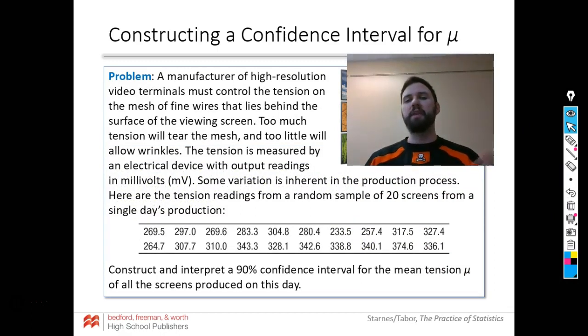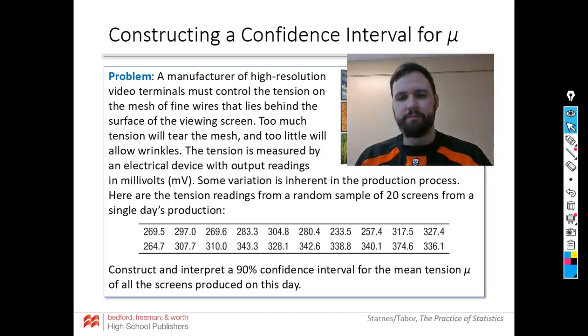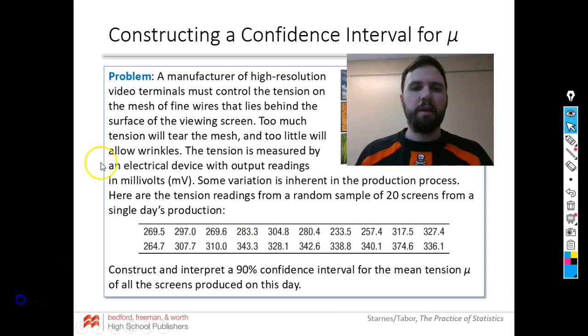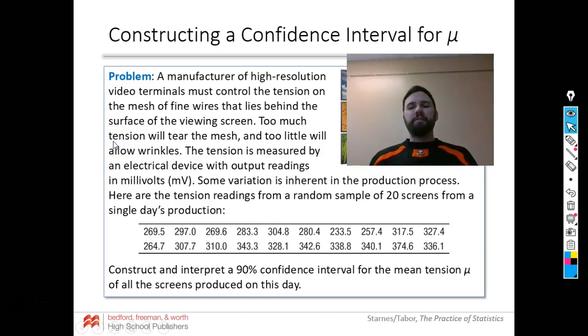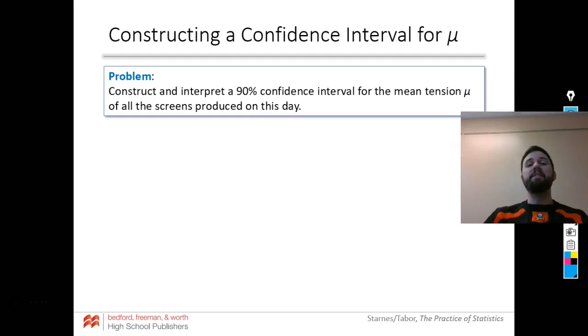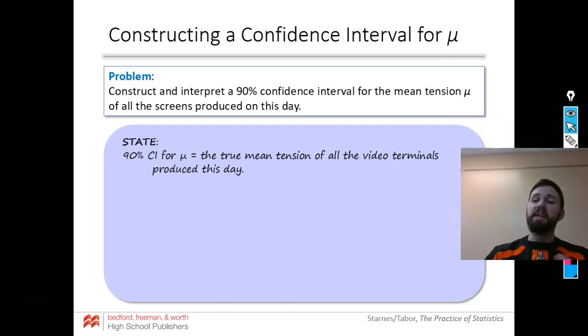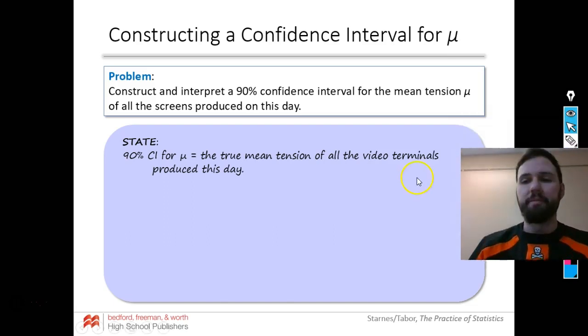Let's do another one. Read it, love it, learn it. All right, so let's look at the screens. We took a sample of 20 screens. We need to make a confidence interval. So first, let's state what we're trying to find. We're trying to find the mean tension of all screens produced on that day. 90% confidence. The true mean of the tension produced on that day.